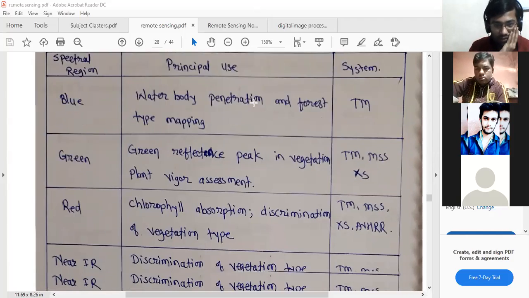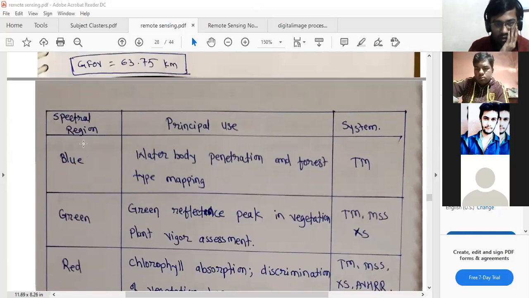Then again, one table to give you the information on spectral regions: which spectral region is important for what purpose, and in what system they are used. Let's say the blue spectral region. What is the wavelength for the blue region? 0.4 to 0.5 micrometer, similarly 400 to 500 nanometer. The principal use of the blue region is water body penetration and forest type mapping.